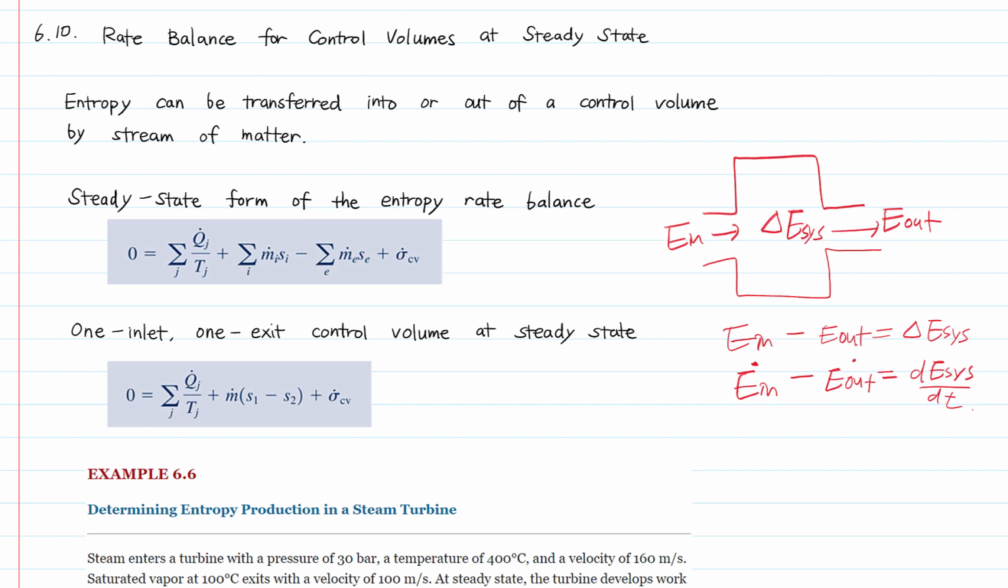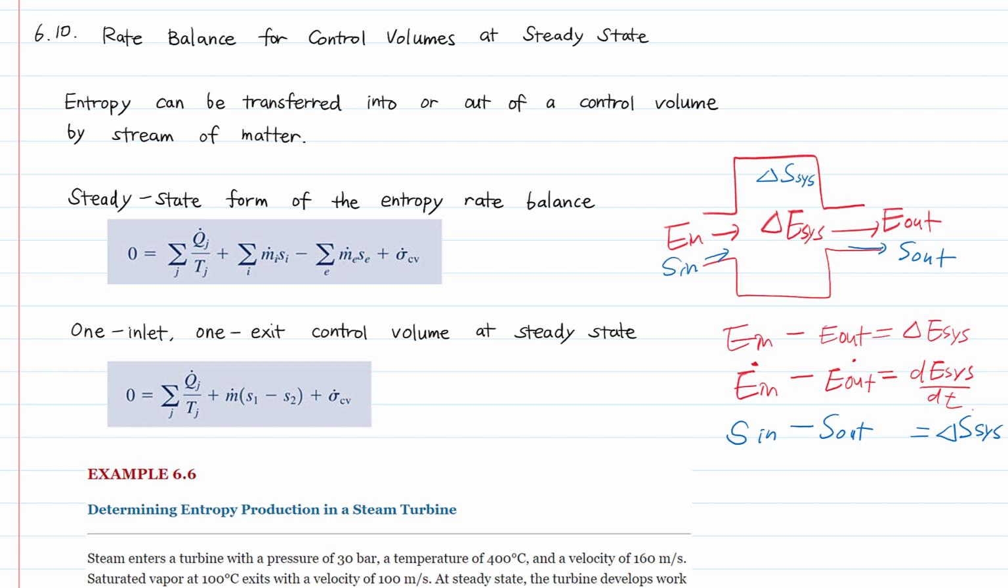Similarly, we can write entropy balance for open systems. Entropy going in and entropy going out of the system, and there will be entropy change in the system. So we can write entropy going in, entropy going out of the system equals entropy change in the system.